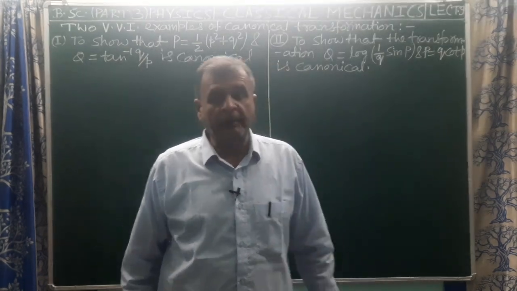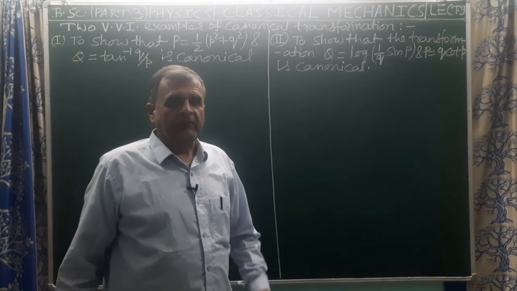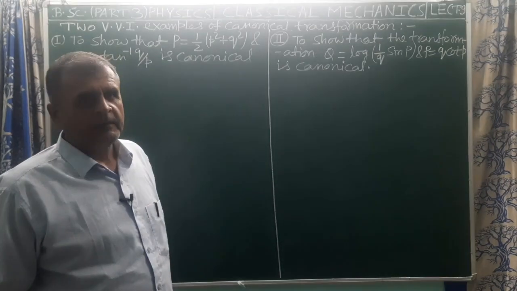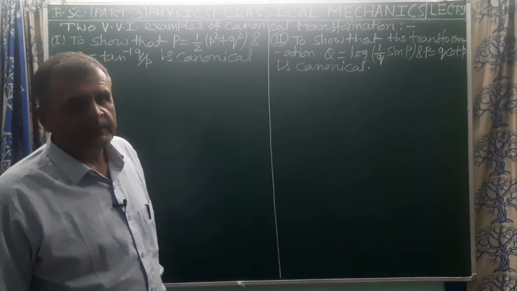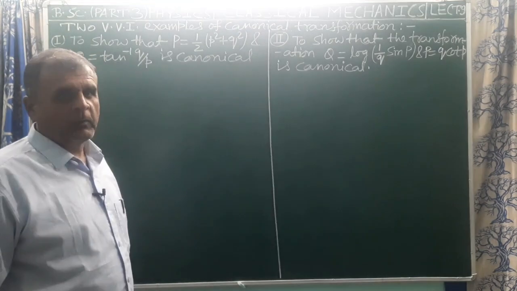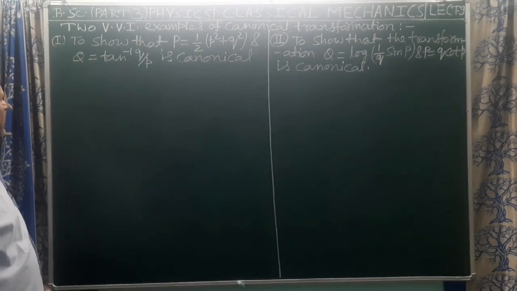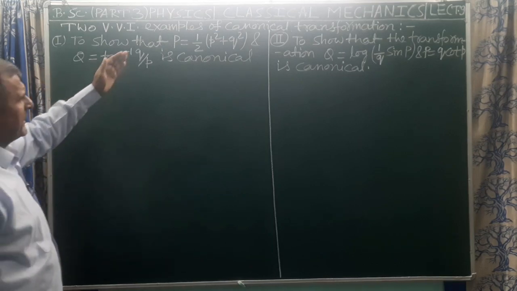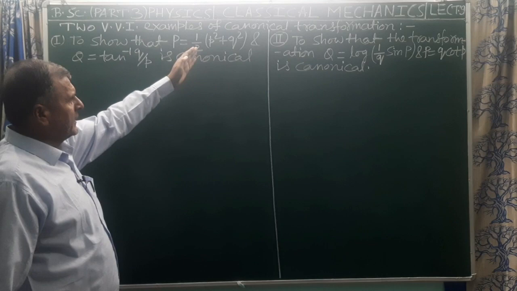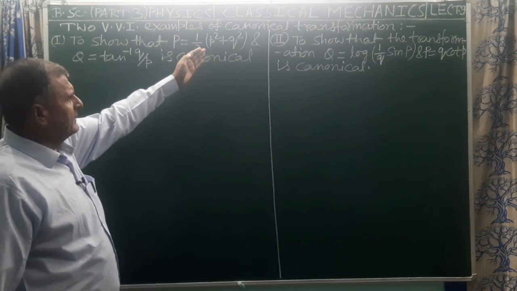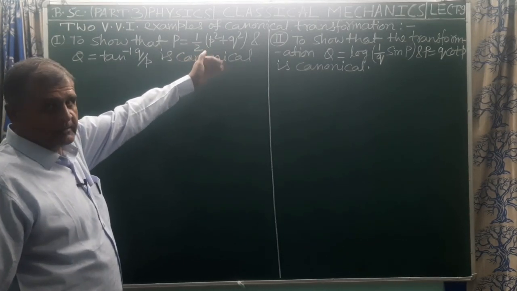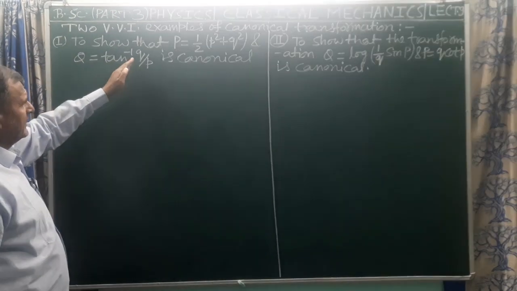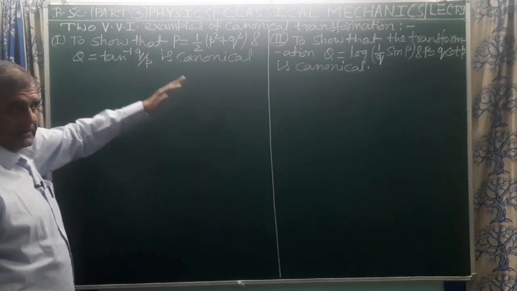In this video, we will discuss two very important examples or problems based on canonical transformation. First example or problem is to show that capital P equals 1 by 2 (p square plus q square), and capital Q is equal to tan inverse q upon p is canonical.